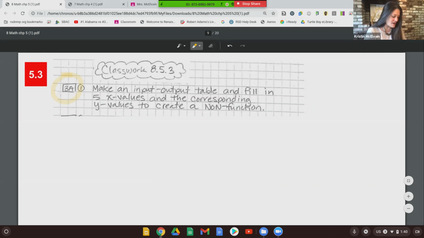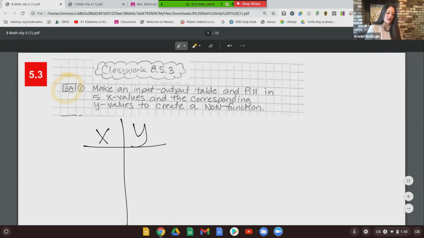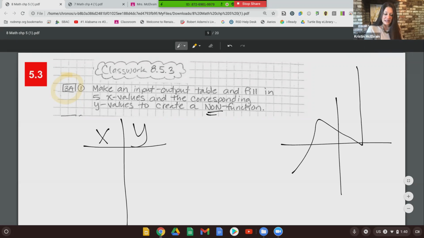Okay. So for number 1, this says make an input-output table. So that is X is our input, Y is our output, and fill in 5 X values and the corresponding Y values to create a non-function. So I want to remind you, for a non-function, the easiest way that we have been doing that is to create something that has a vertical line. Okay, so on our graph, we have something, but then it has that vertical line.